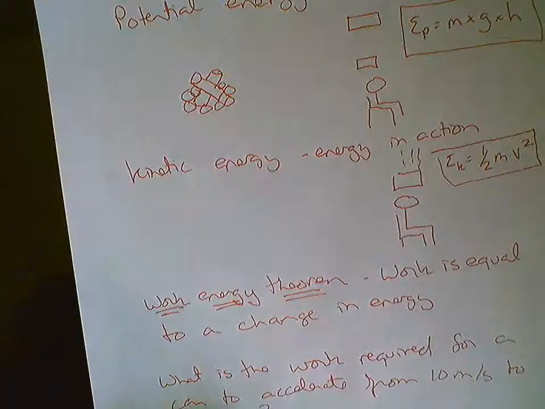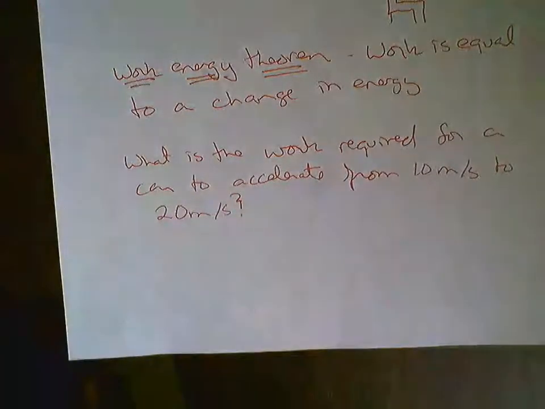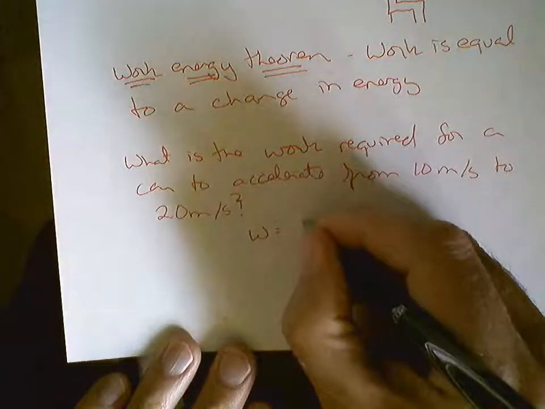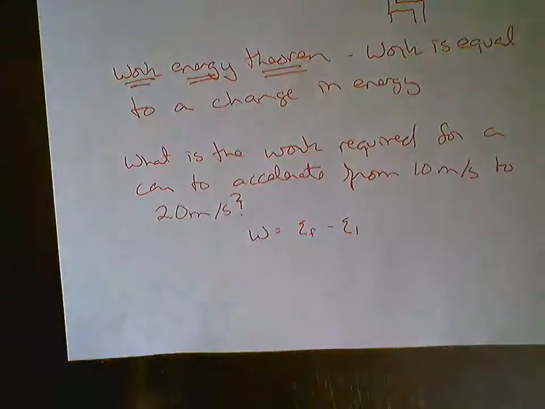So the work in a system is equal to the change in energy in a system. That is the work energy theorem. Remember, the definition of work can be found in the term energy and vice versa. So these two terms are interchangeable. So what we want to take a look at here is the amount of work that has occurred. We're going to take energy final minus energy initial.